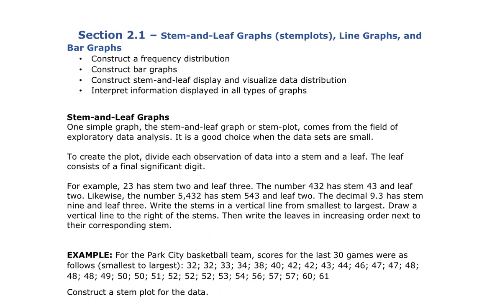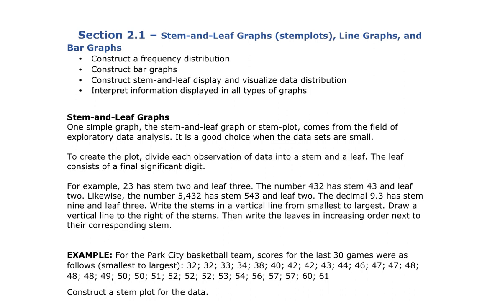So as an example, 23 would be a stem of 2 and a leaf of 3. The number 432 could have a stem of 43 and a leaf of 2, or it could have a stem of 4 and a leaf of 32. So let's actually look to see what one looks like.